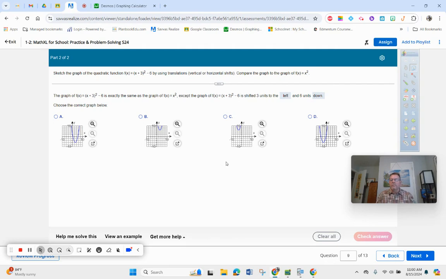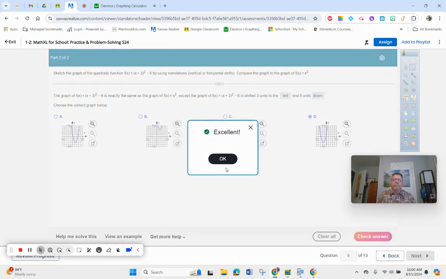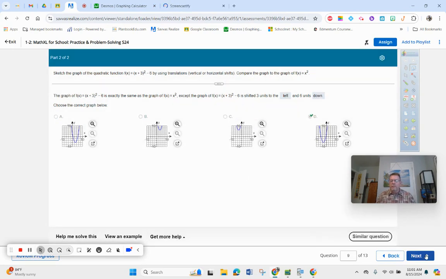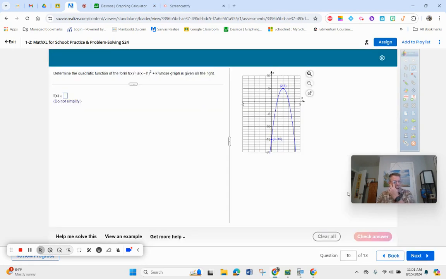And now that we don't have to do the sketch, we just got to go see which one of these was moved 3 units left and 6 units down. Well, that's up. That one's up. That's right. That's left. See, left. Get that straight. Okay. Number 9. Excellent. Moving on.